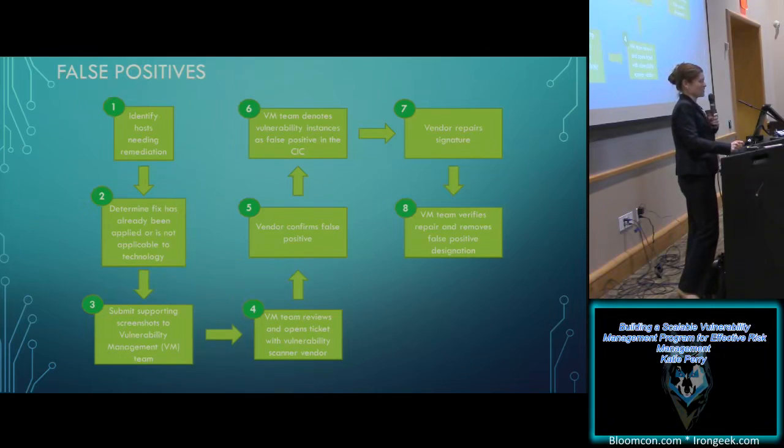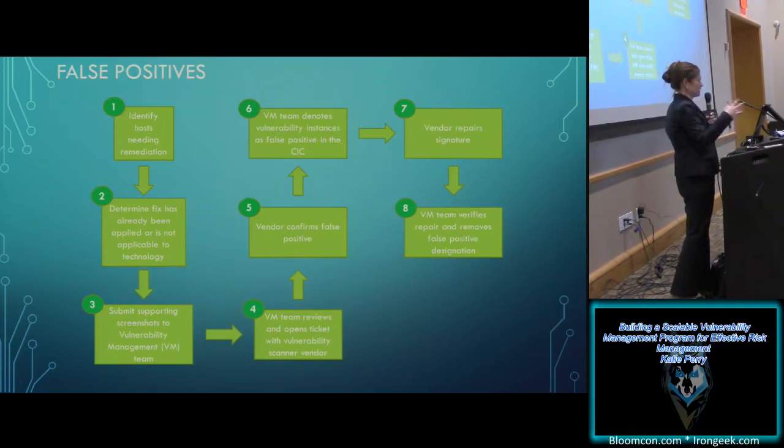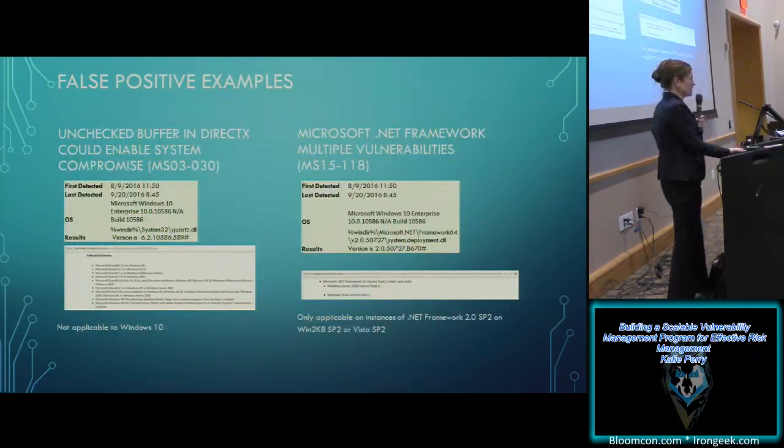Then the vendor hopefully eventually fixes the vulnerability signature for you, so that going forward it correctly identifies the vulnerability and there's no more false positive. Then the VM team verifies that the vendor fixed it correctly and then goes back into the database and takes away the false positive designation.